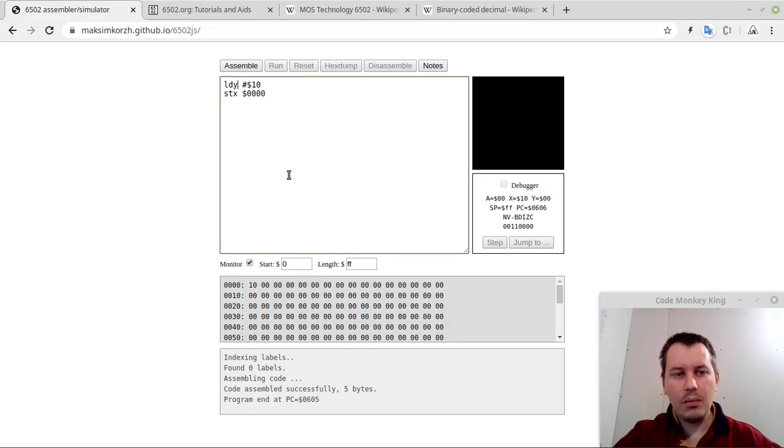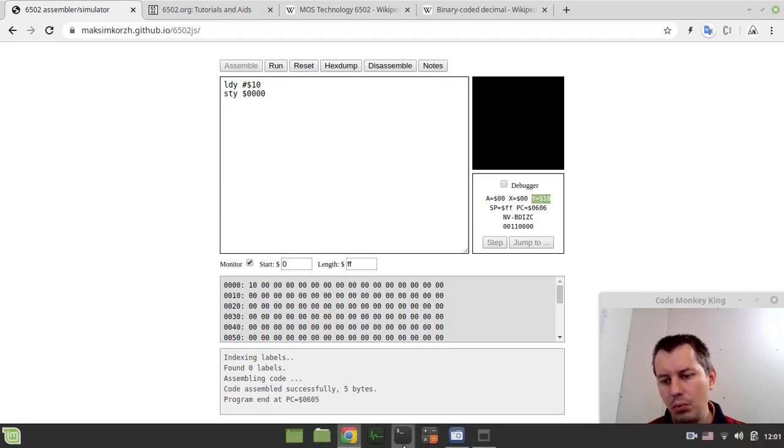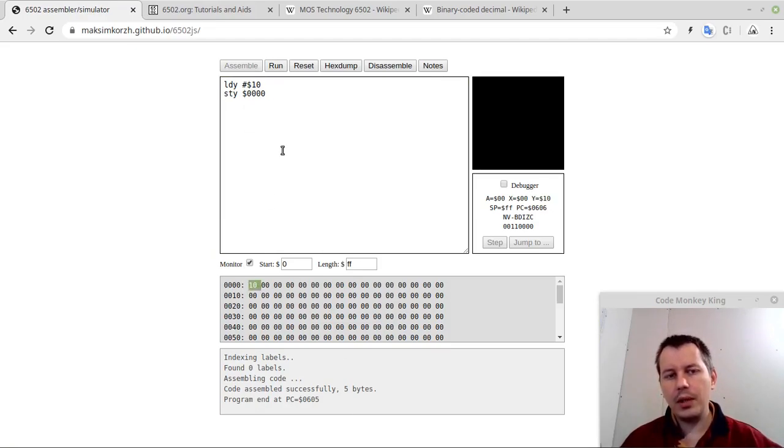If we do the same with the Y register, then we now have the Y register containing the value, and we put the value of register Y to the very first memory cell, to the address 0000 hexadecimal. Okay, so this load and store instructions are something similar to the set and get methods that you have in object-oriented programming.